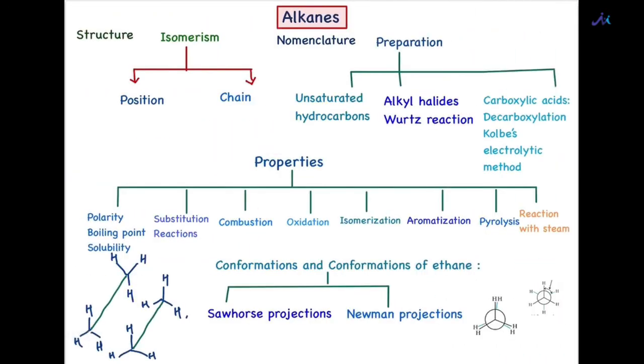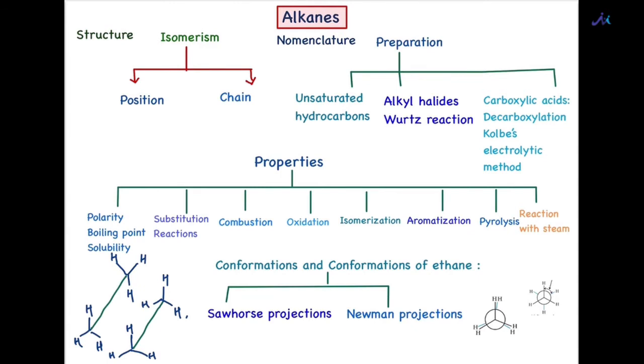In the topic alkanes, their structure and their structural isomerism, both position and chain, are to be studied with the help of examples. 3 different preparation methods and equations have to be studied. Those preparation methods are shown here. Physical properties of alkanes such as polarity, boiling point, and solubility need to be studied.